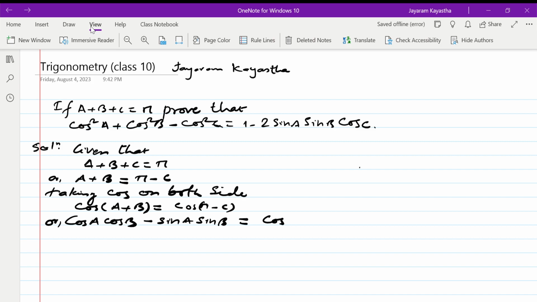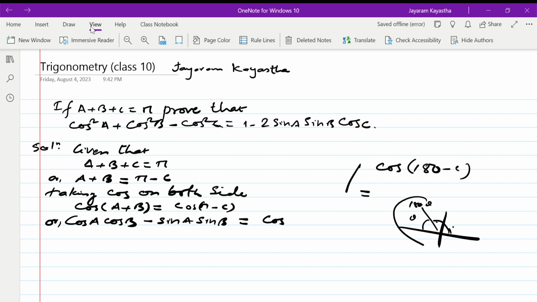If you see here in the rough, cos of pi means 180 degrees minus C. If you see the quadrants, if it is theta here, it is 180 minus theta. So this lies in the second quadrant, and cos is negative in the second quadrant, so it is minus cos C.